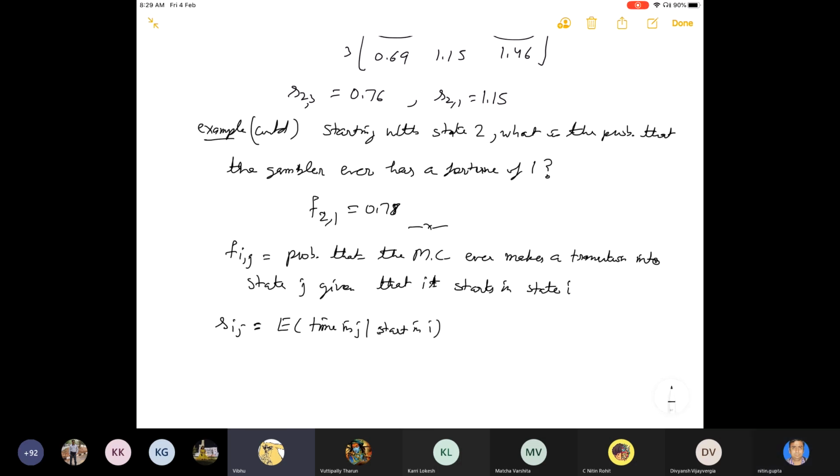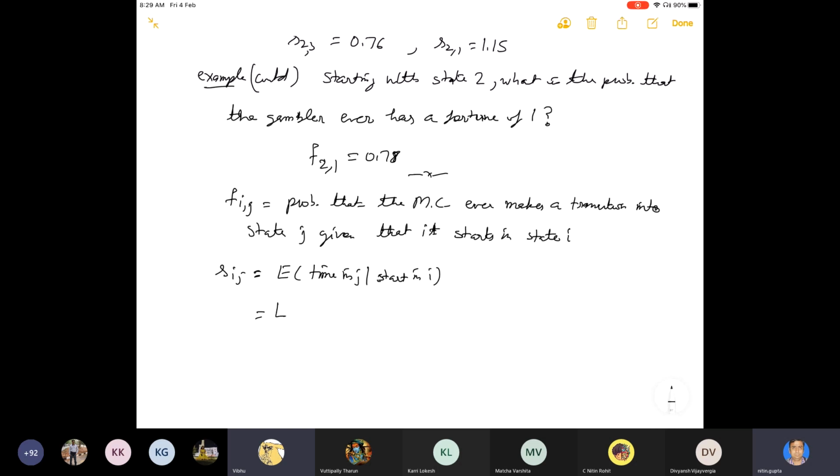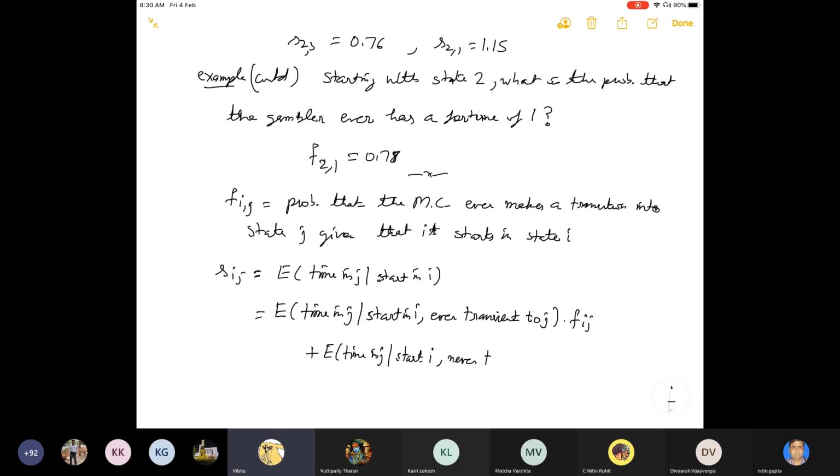So using the law of total probability, this is the expected time in j given we start in i and ever transit to j, times the probability Fij, plus the expected time in j given we start in i and never transit to j, times the probability that we never transit to j, 1 minus Fij.